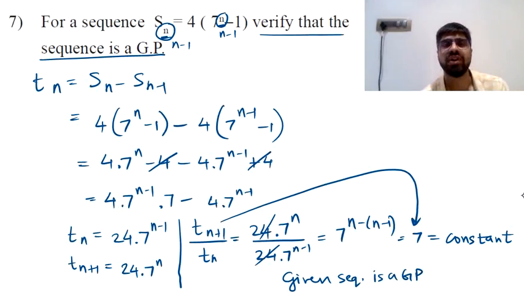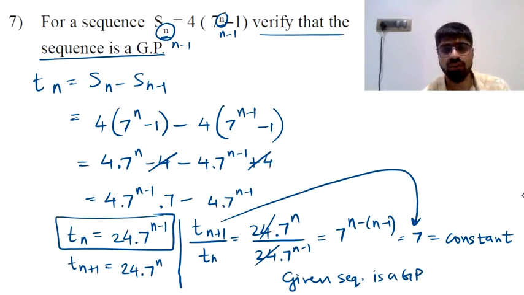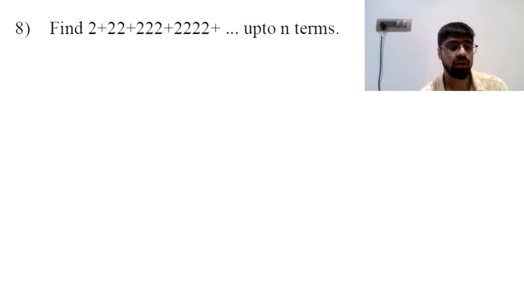If at all you want to find the first term, it is very simple. All you need to do is put n equal to 1 in the formula for Tn, and you will have the first term also. They have not asked so much, so we have not written that much. And yeah, with that we go ahead with our 8th question.